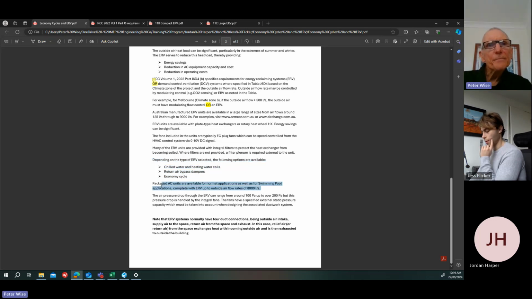So I've said there, packaged units are available for normal applications as well as for swimming pool applications, complete with ERV up to outside airflow rates of 8,000. Now, they're the Australian-made ones. Overseas, they might be greater than that. And you might come across a big bulky store like say an IKEA or something like that, where you need a lot of outside air, but you've got to provide air conditioning. So this is an option to use these sorts of units.